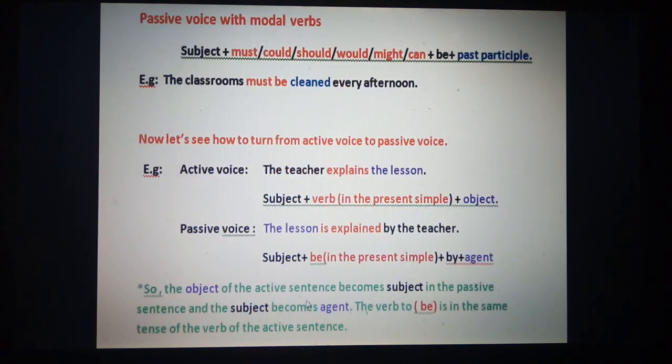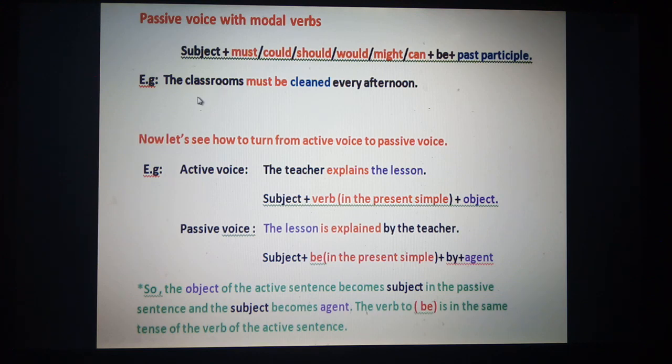Good. Now, let's study the passive voice with modals or modal verbs. The modal verbs are the following: must, could, should, would, might, can, may, and so on. These modals must be followed by an infinitive. So you put the verb to be in the infinitive. Then you add the past participle. So subject, must or could or one of these modals, plus be, plus past participle.